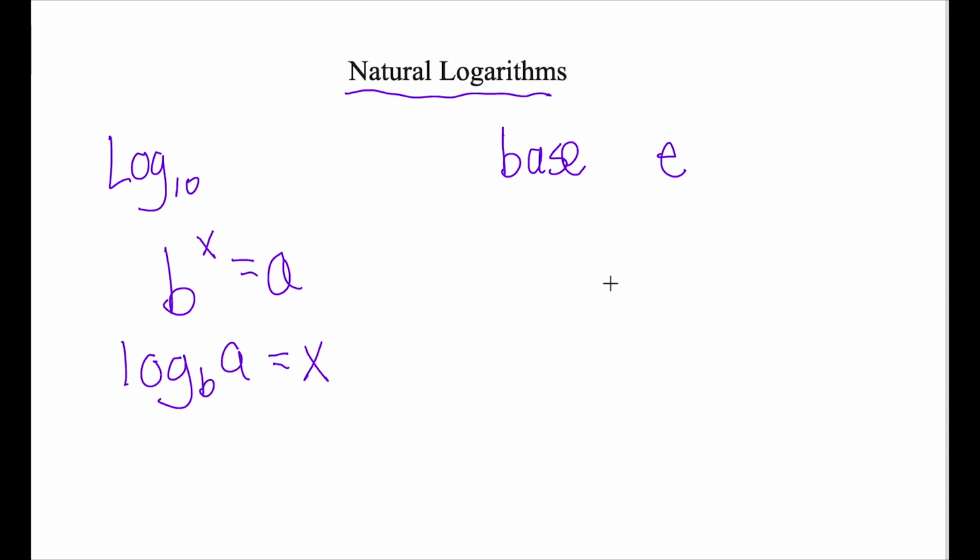And if my base is e, e to the x equals a, then instead of using log, I'm going to use the natural log.